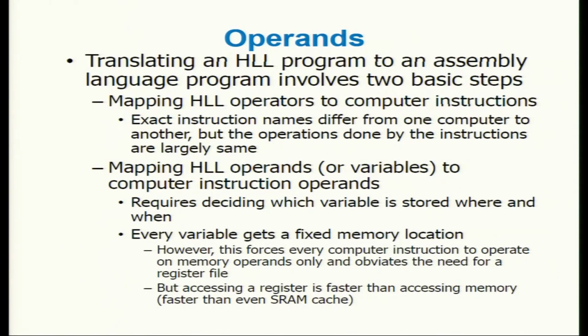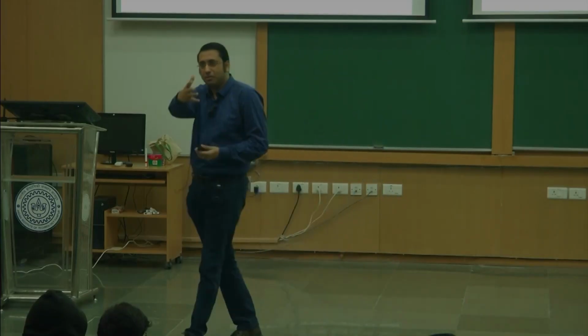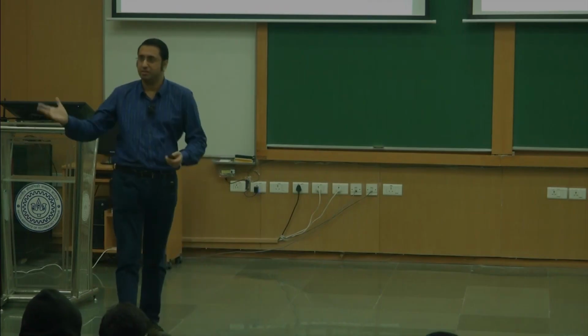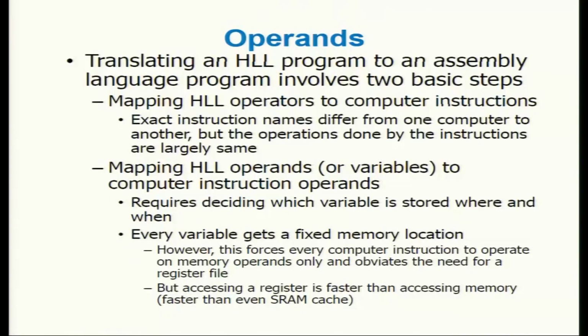Right? The second step requires deciding which variable is stored where and when. Now every variable gets a fixed memory location during the life of a program. However, this forces every computer instruction to operate on memory operands only and obviates the need for a register file. So if I say that, well, in my operation A equal to B plus C, I allocate A somewhere in memory, B in some other location, C in some other location. Now that means whenever I execute this particular statement A equal to B plus C, I have to go and fetch B and C from memory, which is slow as we have agreed, right?